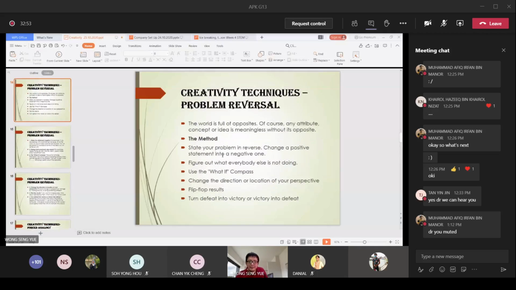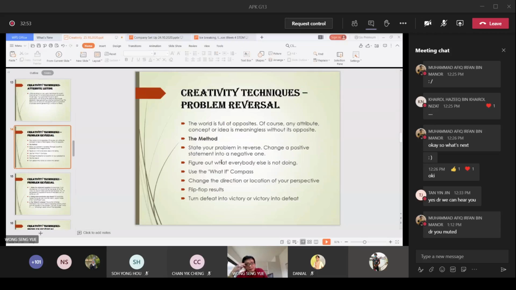Next will be problem reversal. This problem reversal is mostly used by branded manufacturers. For example, one handbag in this market, the most expensive mostly will be 500, but you are going to sell it, for example, at 100,000 for one handbag. So therefore, mostly they apply this problem reversal in controlling risk. They're going to manage all the risks.